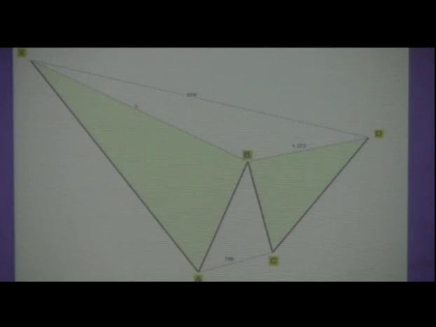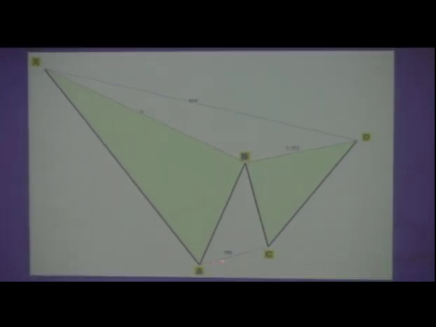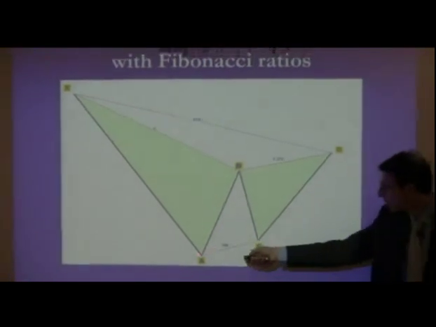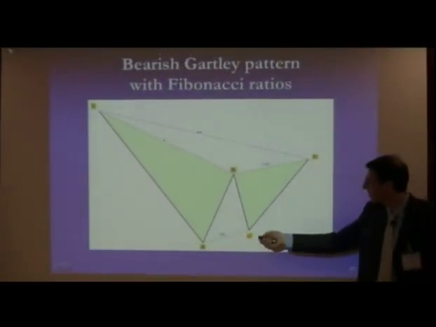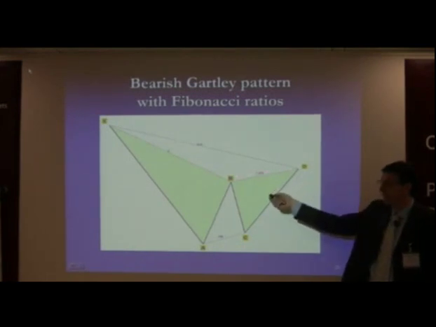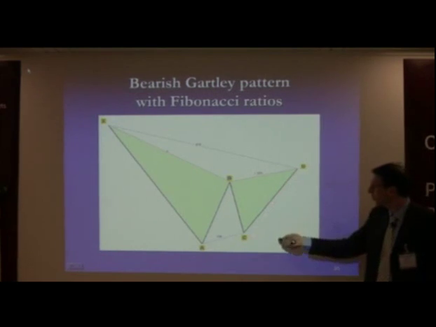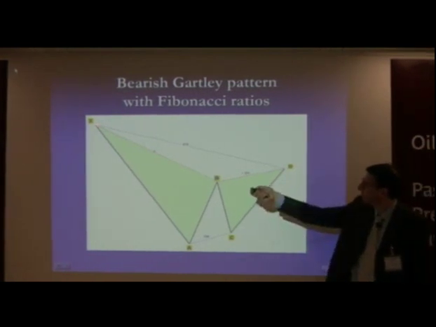This is it. Maybe more visually pleasing. XABCD, where AB equals CD. And these are the ratios we're talking about. 786. For this triangle, in other words, this retraced to the 786. If you drew a Fibonacci, it would be 786. This is extended at the 1272 of this. And this move is the 618 from X to A.